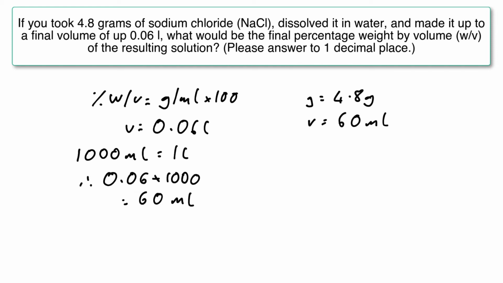Therefore, we just need to take the number of grams, 4.8, divide it by the volume of 60 and multiply that by 100, and that gives us an answer of 8% weight by volume. So 4.8 grams of sodium chloride dissolved and made up to 0.06 litres will give us an 8% weight by volume solution. And that's it. That's how you work out the percentage weight by volume for a solution.